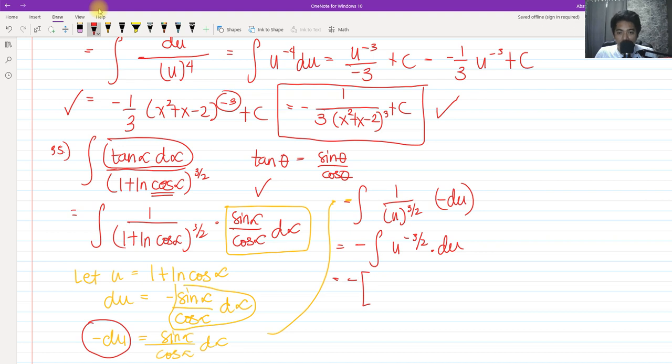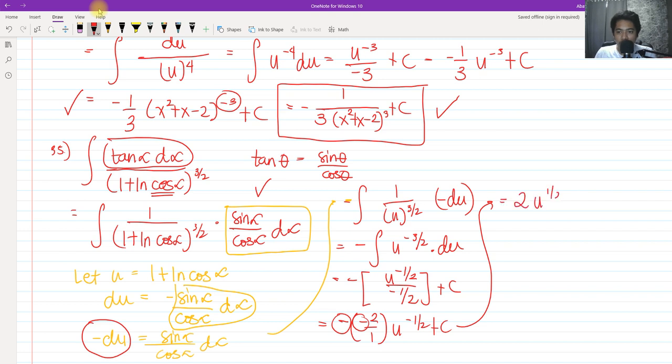Negative 3 halves plus 1 would be negative 1 half. So u raised to negative 1 half all over negative 1 half, and then plus c. Getting the reciprocal, we have negative 2 over 1, u raised to negative 1 half plus c. Negative times negative would be 2. So we have 2 u raised to negative 1 half plus c. I can bring this downward by negating its exponent, so it becomes 1 half plus c.